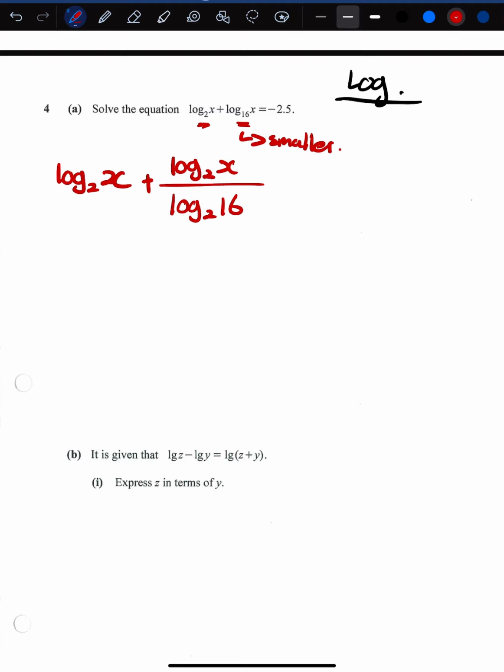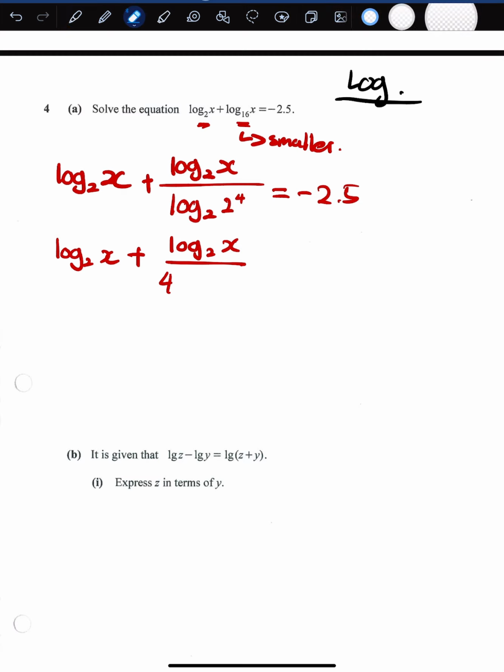We also know that 16 is 2 to the power of 4, so instead of writing 16, I'm immediately going to write 2 to the power of 4, and this equals negative 2.5. Afterwards, I'm going to bring this power down. You need to know that log base 2 of 2 is just equal to 1. What do I mean? I shift this 4 down, and inside I get log base 2 of 2, which is the same as 1. So this thing just becomes 4 at the denominator, equals negative 2.5.